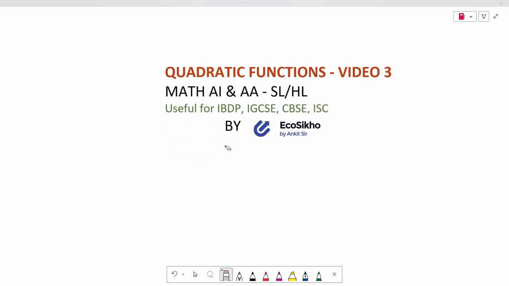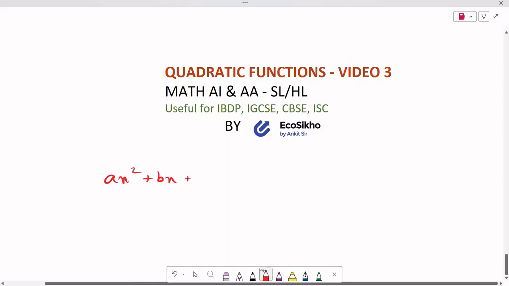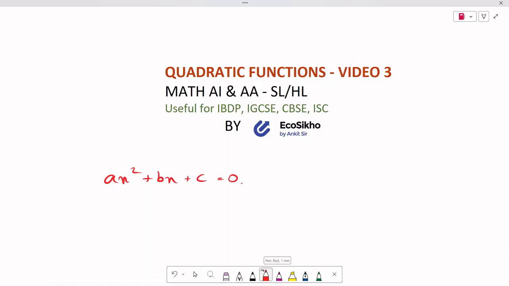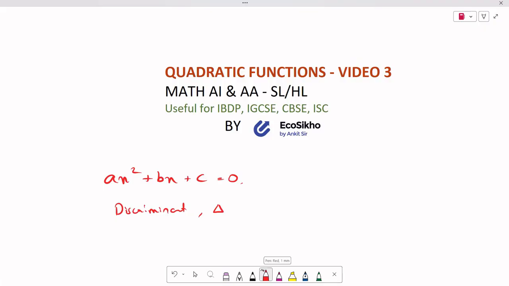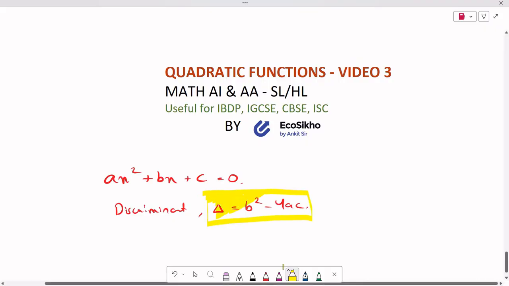Let's say I have been given a quadratic equation in its general form, which looks like ax² + bx + c = 0. In this general form, the discriminant is mathematically written with the triangle symbol, or the delta sign. The discriminant can be defined as b² - 4ac. This is a very important concept when we talk about quadratic functions.